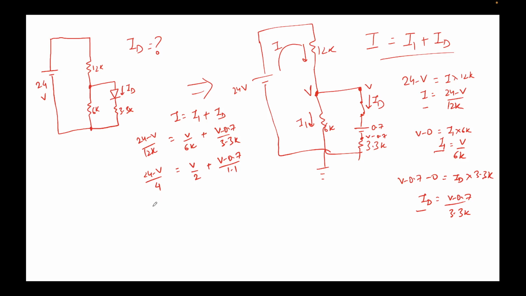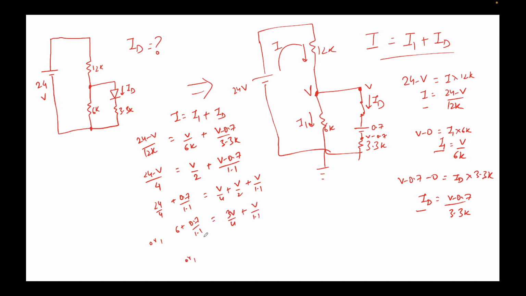Now let's shift V terms on the right hand side and constants on the left hand side. So what do we get? We'll get 24 by 4 plus 0.7 by 1.1 equal to V by 4 plus V by 2 plus V by 1.1. Let's solve the LHS first. So we'll get 6 plus 0.7 over 1.1. On the right, V by 4 plus V by 2 is 3V by 4 plus V over 1.1.